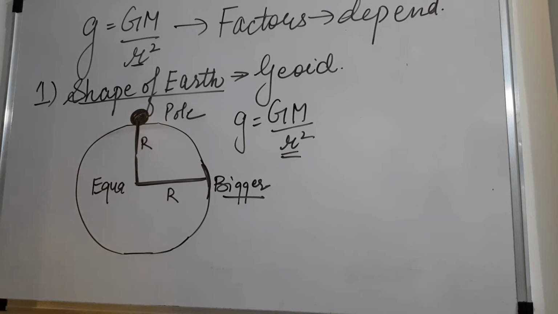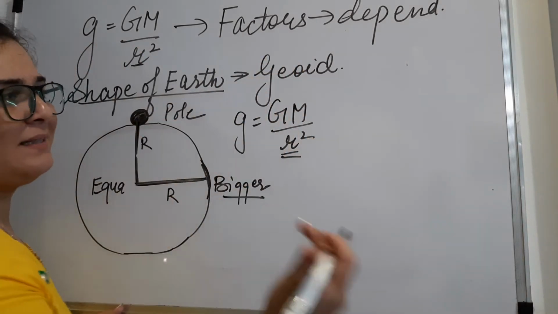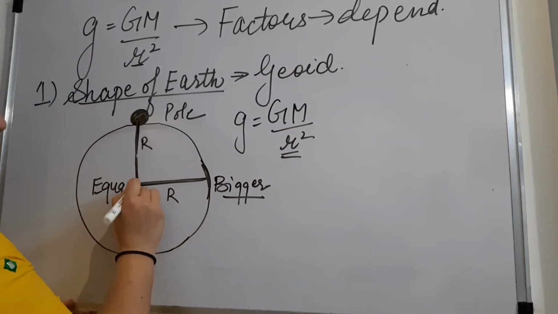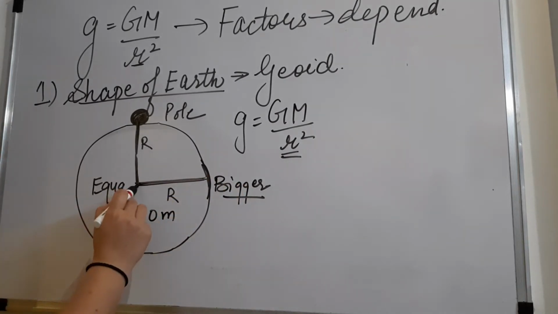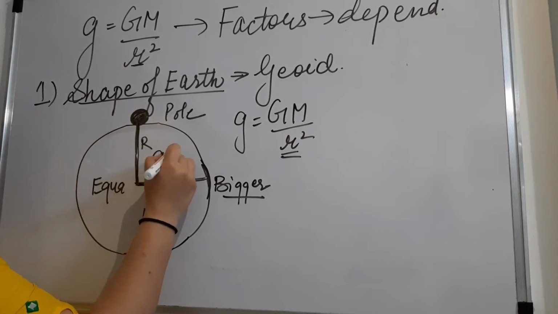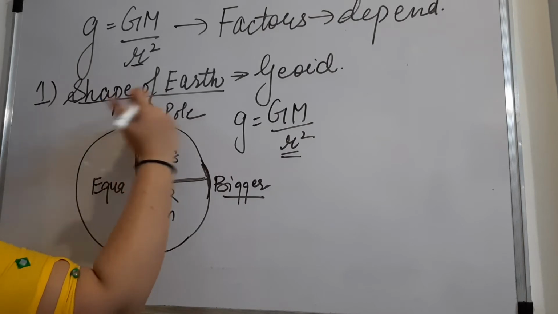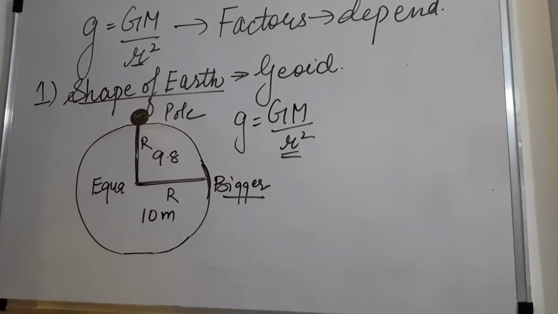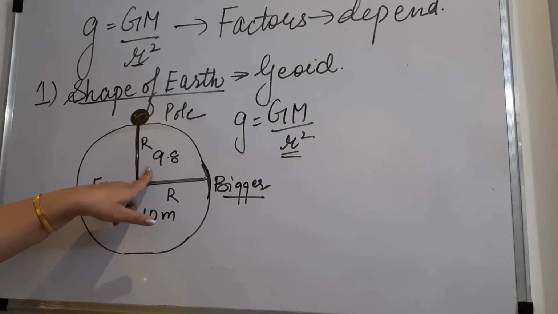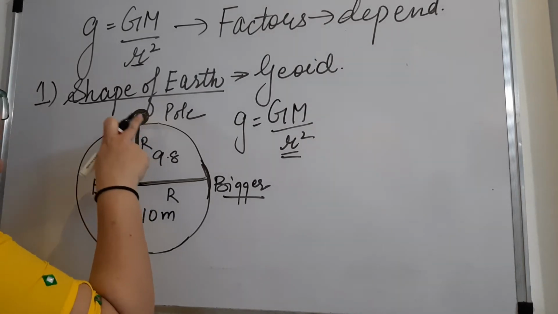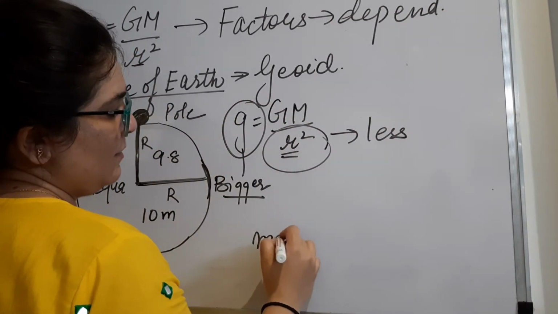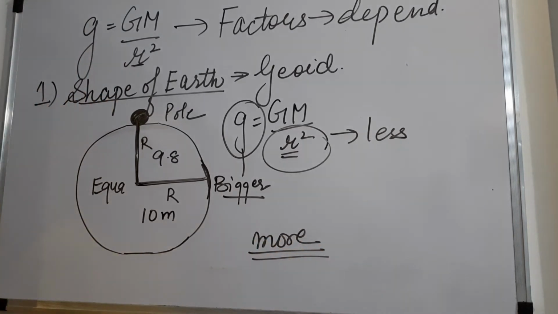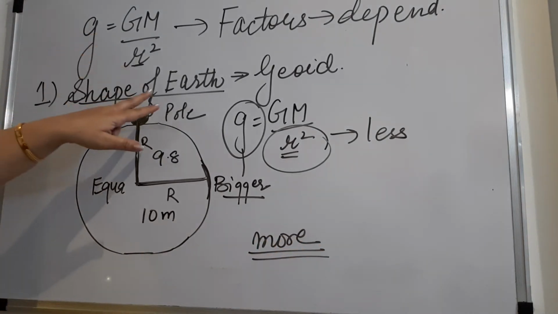So now if somebody is standing at the pole, let's say I'm just giving you a layman's example. Let's say the actual radius towards the equator is 10 meter or 10 kilometer. But when the person is at the pole, maybe the distance will be 9.8, because it is smaller as compared to the equator. It is flattened. It's not going to be the same. It is going to be lesser than this. So let's say 9.8. So what has happened? On the poles, if a person is on the pole, this radius is less. So value of g will be more. Okay. So first factor on which the value of g depends is the shape of Earth.